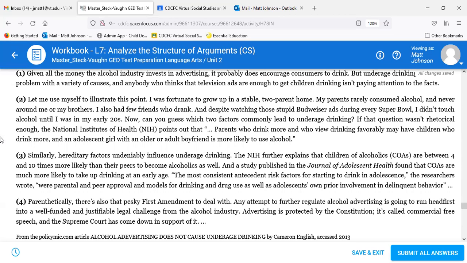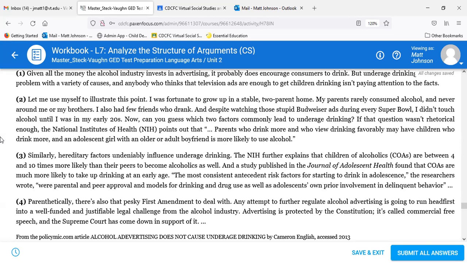Similarly, hereditary factors undeniably influence underage drinking. The NIH further explains that children of alcoholics, COAs, are between 4 and 10 times more likely than their peers to become alcoholics as well. And the study published in the Journal of Adolescent Health found that COAs are much more likely to take up drinking at an early age.